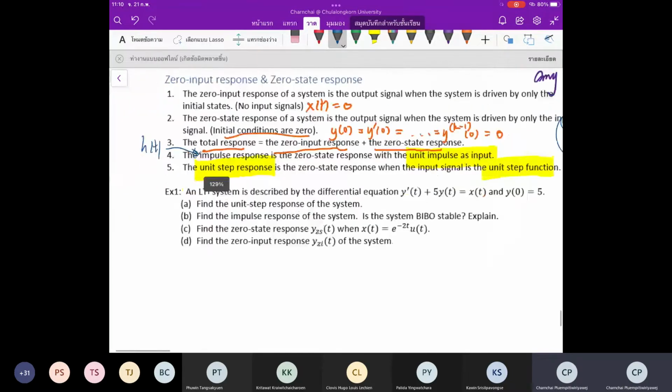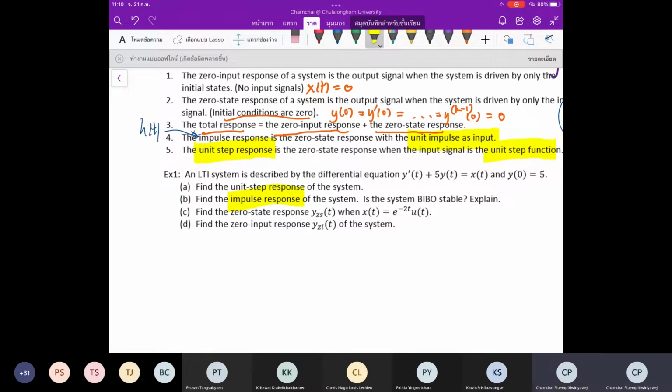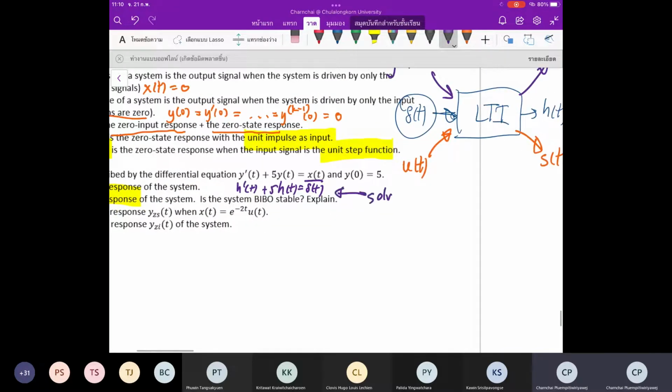For example, here, suppose we want to find the impulse response. We put x(t) as delta(t), and y(t) would be h prime t plus 5 h(t). But the question is, how do we solve for h(t) here? We don't know how to solve for h(t) here.